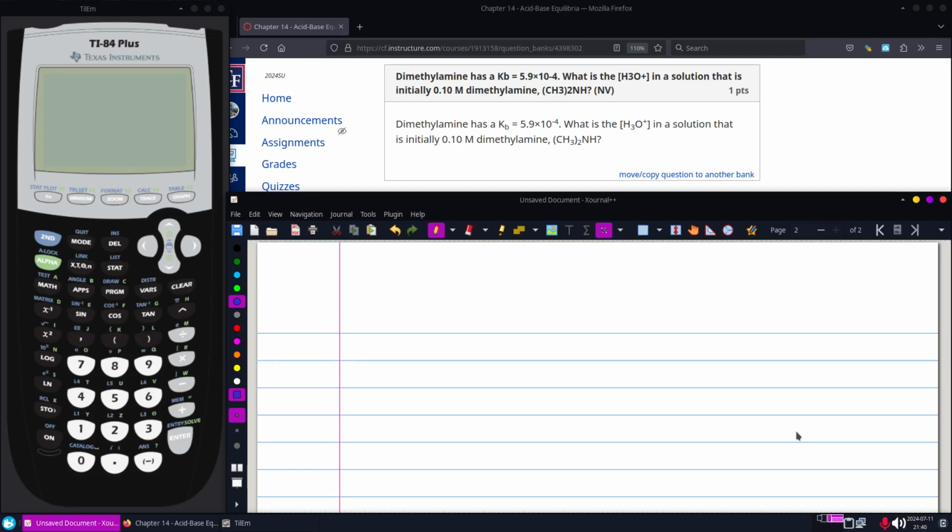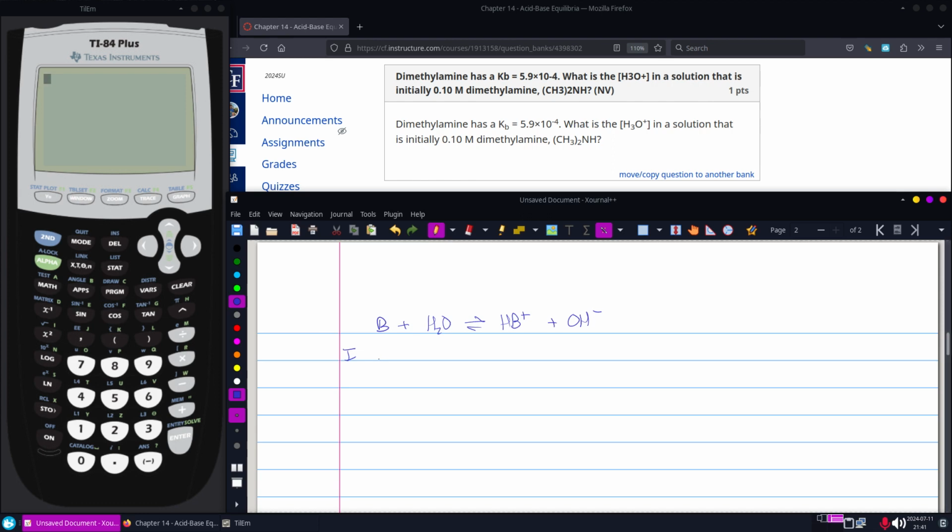Dimethylamine has a Kb of 5.9 times 10 to the negative fourth. What's the H3O concentration in a solution that initially contains just 0.1 molar dimethylamine? Alright, that is just the initial concentration of a weak base in water. That's going to make some HB plus, the conjugate acid of that, and some OH. So I am expecting this to be basic.